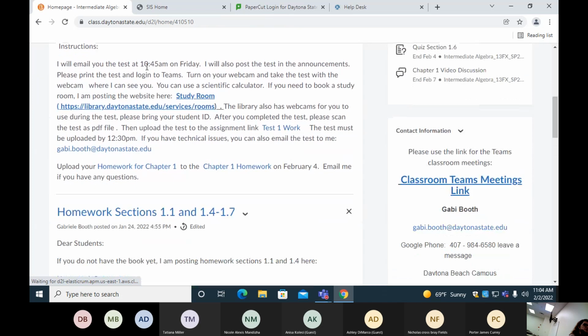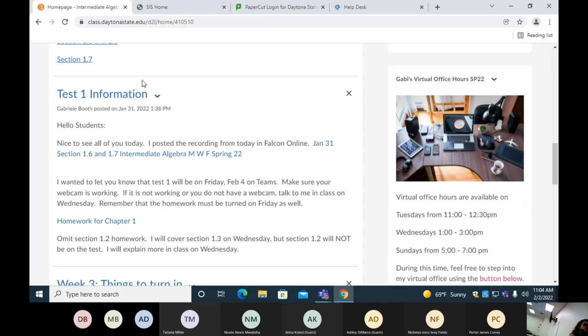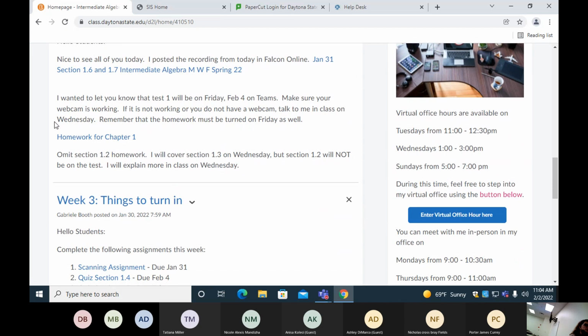So here are some announcements on the test. The first one I posted on Monday, that the test will be on the 4th on Teams. Make sure your webcam is working. If you don't have a webcam and you are online right now, either email me and let me know, and you must come here, or people here talk to me, and you must come here as well. But we all cannot do it here because we don't have that kind of room.